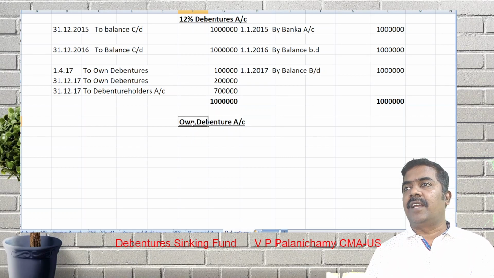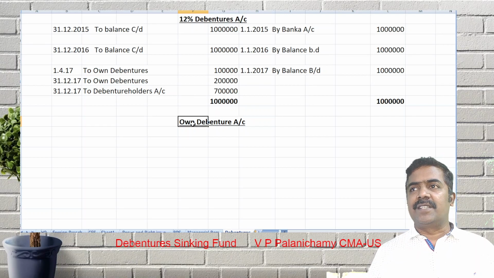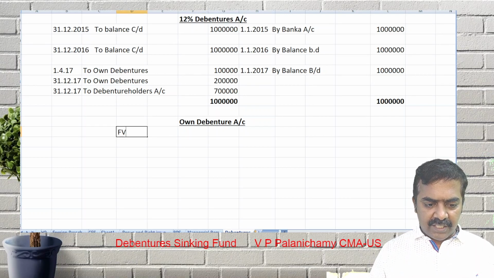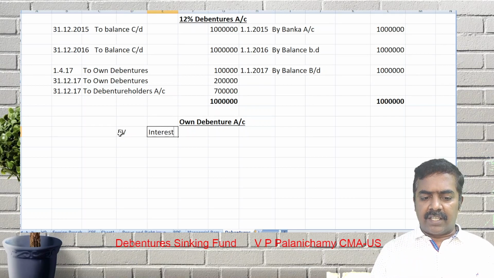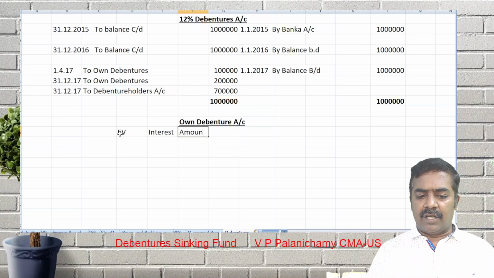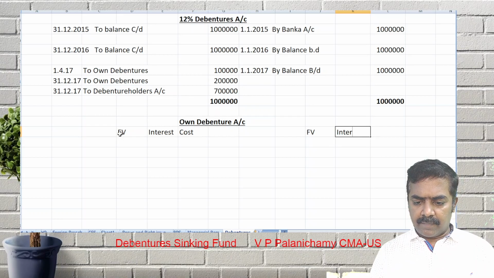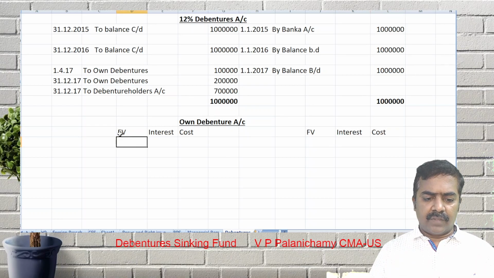Is it an asset or liability? Own debenture is an asset or liability? Asset. So listen, it has a face value. We paid interest at the time of buying and selling. It has a cost also. Same way we can credit face value for reference, interest, and which one? Cost.